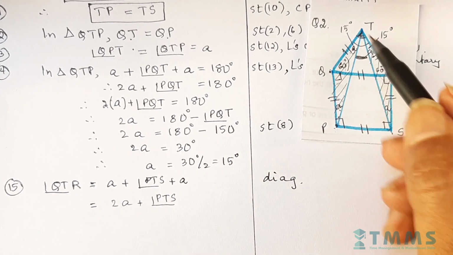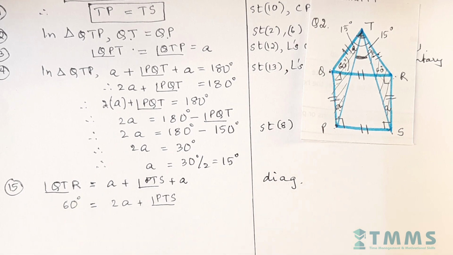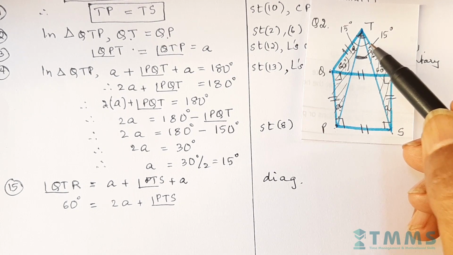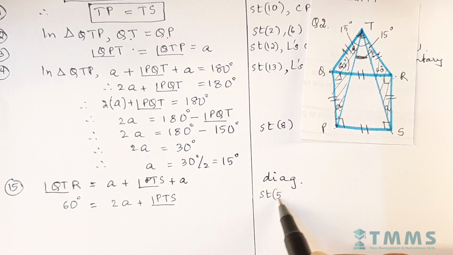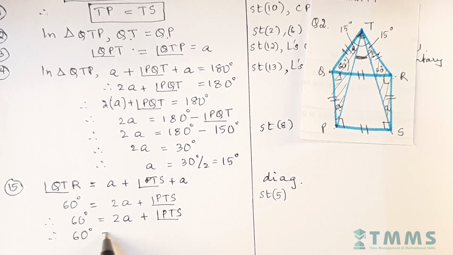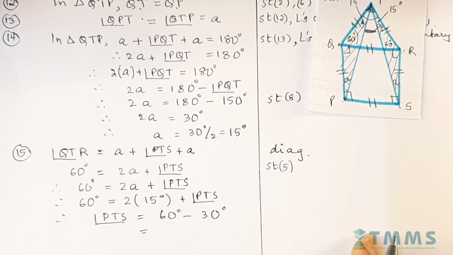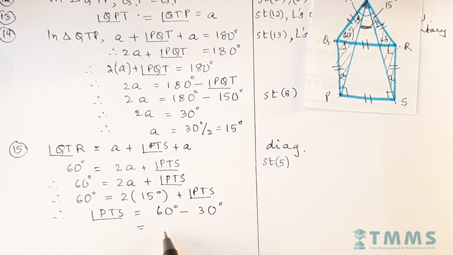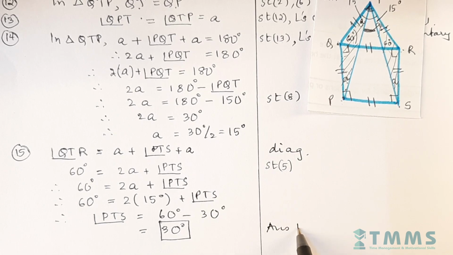But how much is QTR? It is 60 degrees. Why is it 60 degrees? Because it is the angle of an equilateral triangle, and we have already finished writing that in statement 5. So you can just go back and see statement number 5 and you will get it, which will give us 60 degrees equal to 2 into 15 degrees plus angle PTS, which is angle PTS will be 60 degrees minus 30 degrees, which is equal to 30 degrees, and that is what was required of us as our third answer.